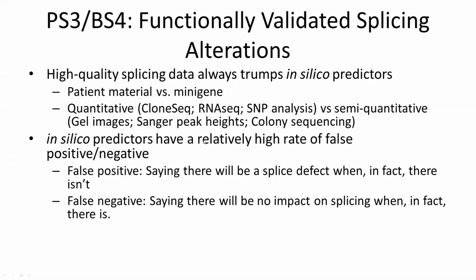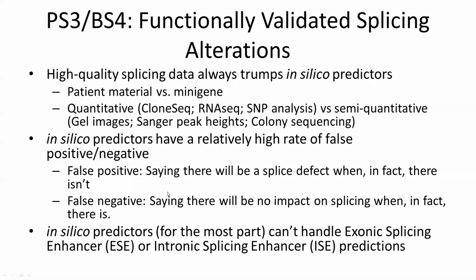Okay, so as I mentioned, the in silico predictors have a relatively high rate of false positives and negatives. Just so you can think about what they mean: a false positive would be the program saying that there is a splice defect when in fact there isn't, and a false negative saying that there will be no impact on splicing when in fact there is.